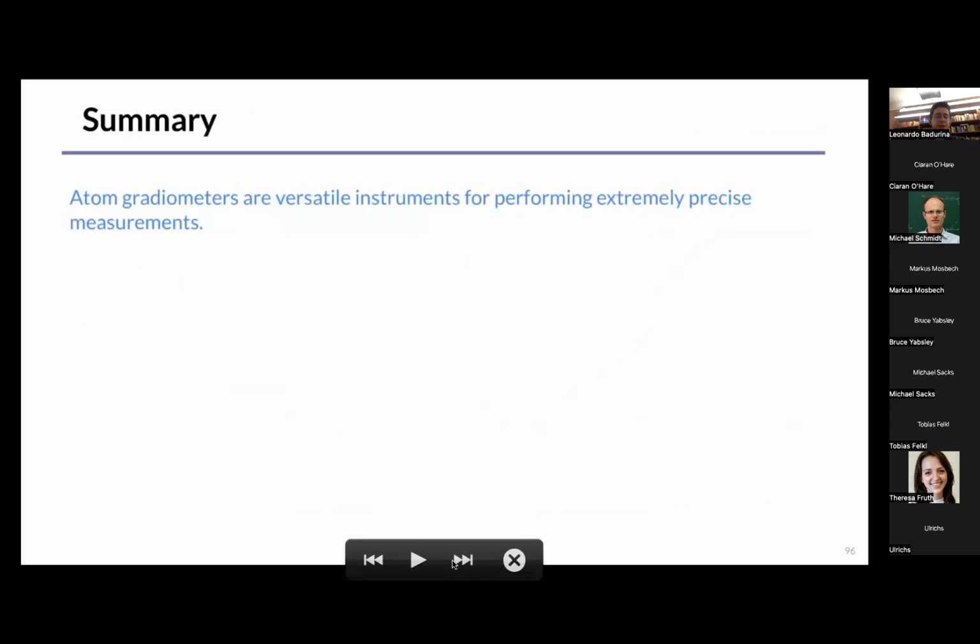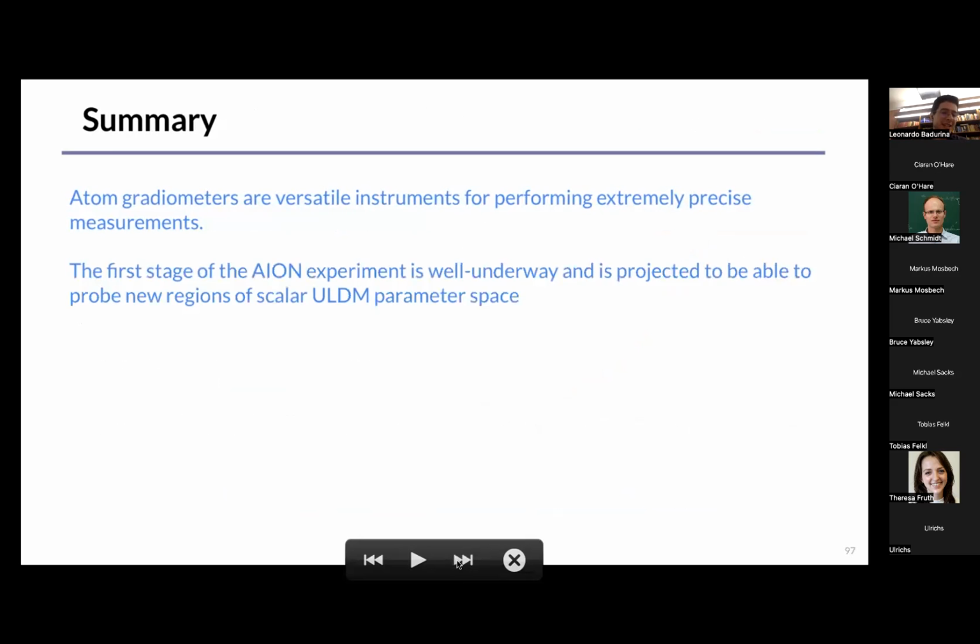So to conclude, to summarize what I've been saying: atom gradiometers, I hope I convinced you, are extremely versatile instruments for performing extremely precise measurements of all sorts. But specifically, at least as far as I'm concerned, they will be excellent devices for performing searches of ultralight dark matter. I showed that the first stage of the AION experiment specifically is well underway and is projected to be able to probe new regions of scalar ultralight dark matter parameter space.